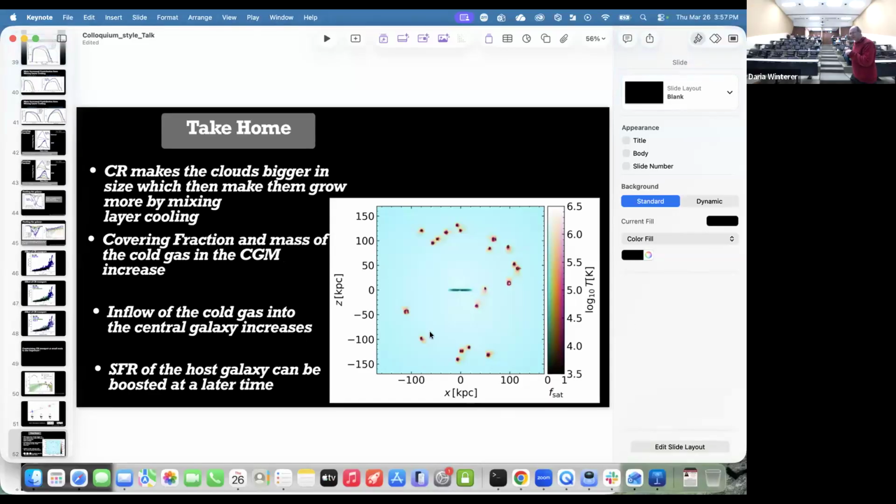Any questions? I have a warm-up question. Were there any stars in your satellite galaxies? Yes, they're also forming stars. But their star formation rate is lower, so they actually don't provide a lot of cosmic rays. It's mainly coming from the host galaxy. So the effect you are seeing is mainly from the host galaxy because of the lower star formation rate in the satellite.